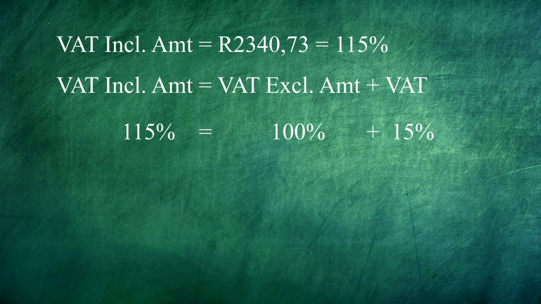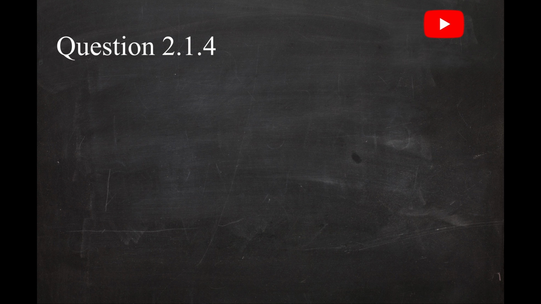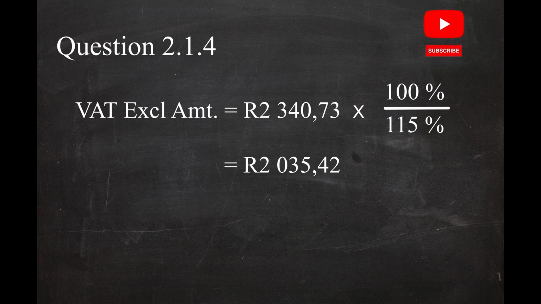You can use this formula for calculating the VAT exclusive amounts if you are given the VAT inclusive amounts and the VAT percentage. The VAT exclusive amount equals the VAT inclusive amount multiplied by 100% divided by 115%. The VAT exclusive amount equals the VAT inclusive amount of 2,340 Rand 73 cents multiplied by 100% over 115%. And this gives you a VAT exclusive amount of 2,035 Rand 42 cents.